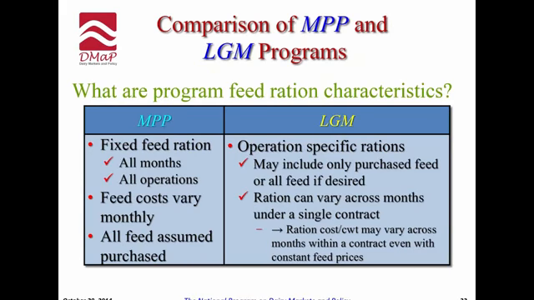What are program feed ration characteristics? And I alluded to that previously. The feed ration under MPP is fixed for all months, all operations. The feed cost can vary monthly, but just due to price changes. Okay, and all feed is assumed to be purchased.